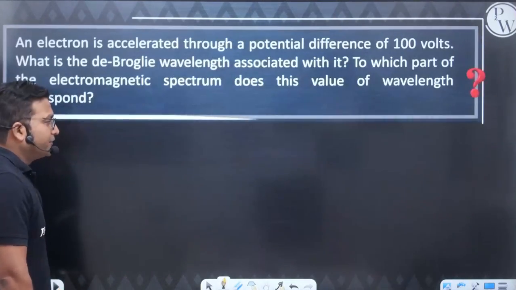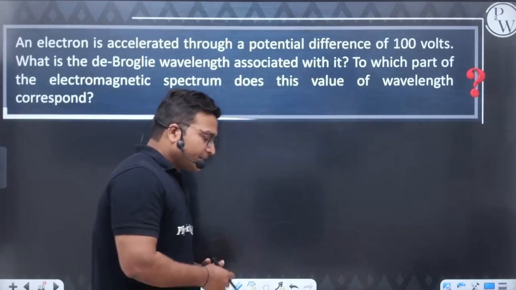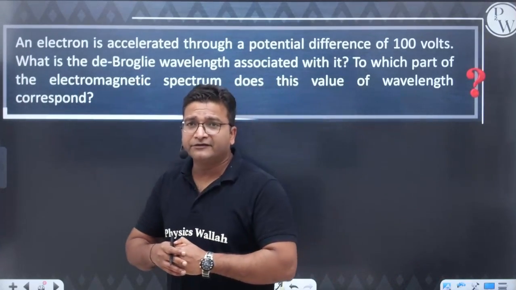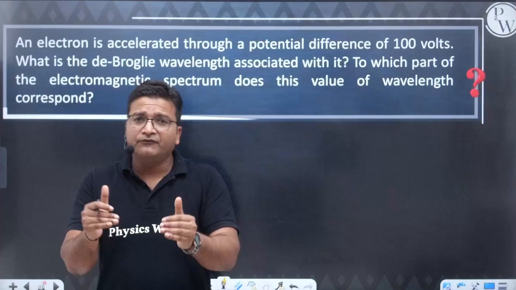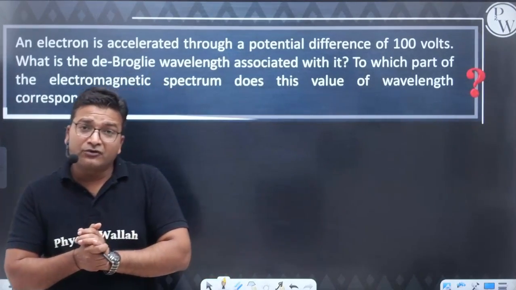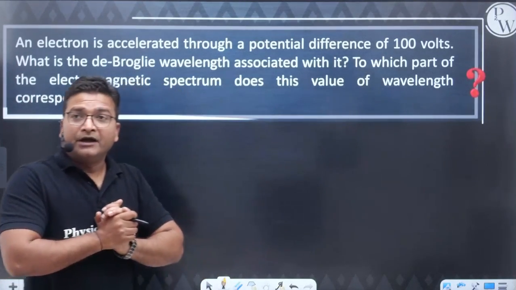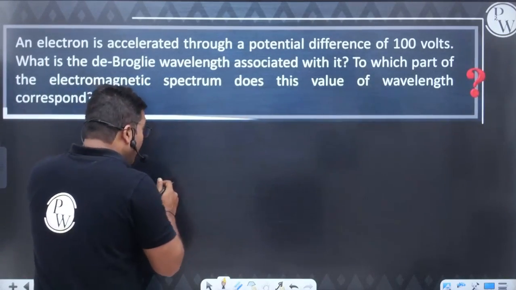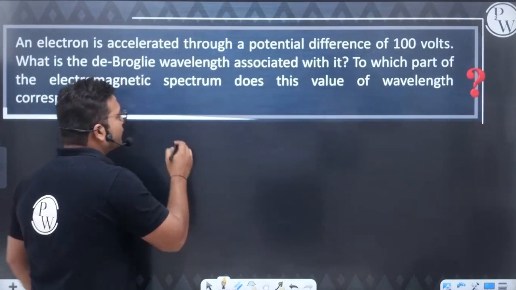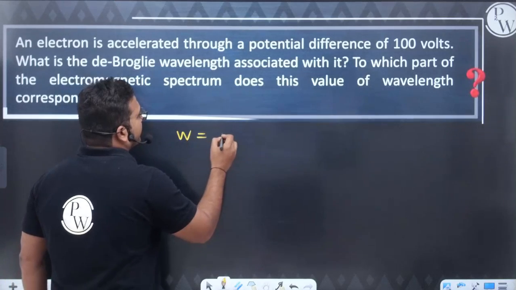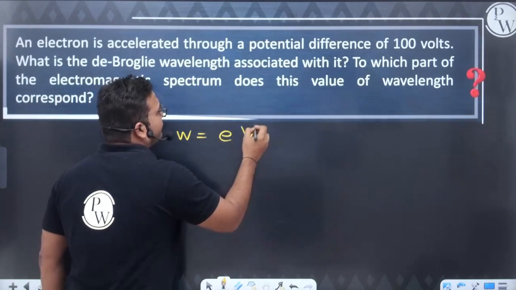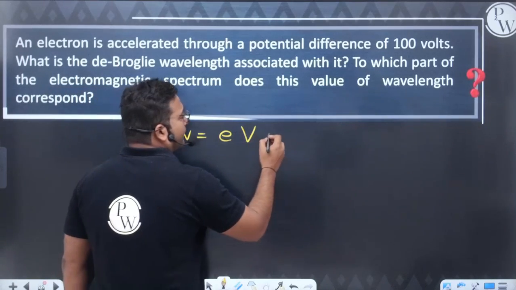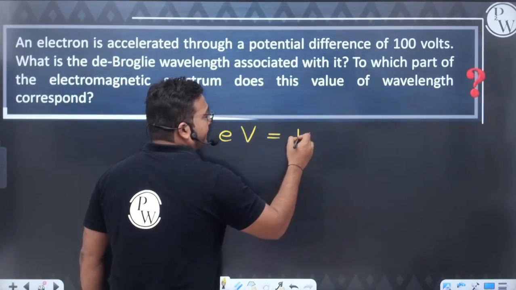Let us proceed for the next one. Okay, here we have an electron accelerated through a potential difference of 100 volt. So if an electron is accelerated by a potential difference of 100 volt, the work done on that electron is going to be the electronic charge times the potential difference, which is 100 volt. Okay, this work done is converted into kinetic energy of the electron.